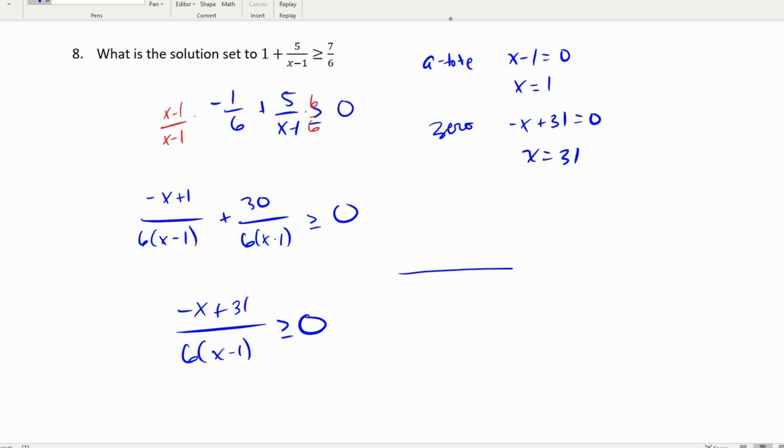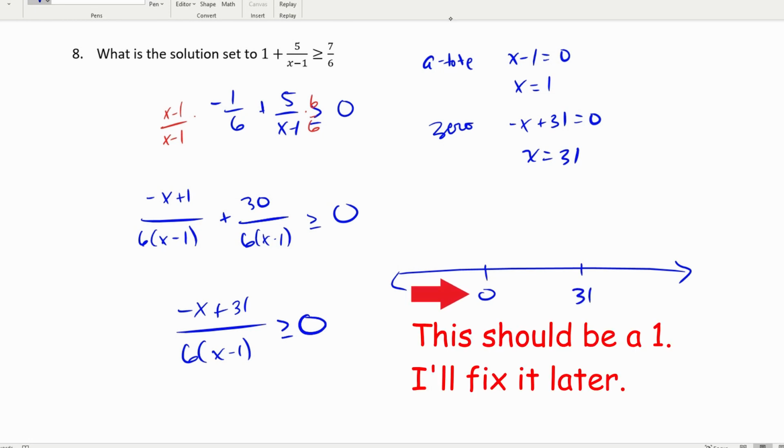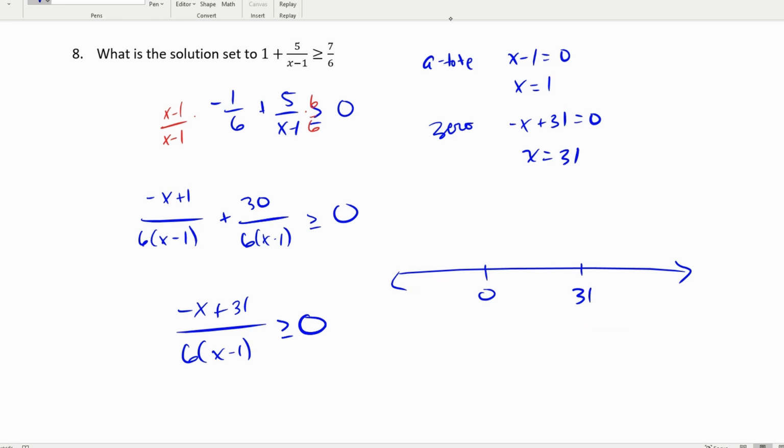Now I'm going to move on to my handy dandy sign chart. And then I'll put a 1 right here and positive 31 over there on the right. Again, I'm going to want to find what these signs come out to be. That's all I really care about. And we're going to check values in these test intervals. So again, I'm going to pick like negative 100.